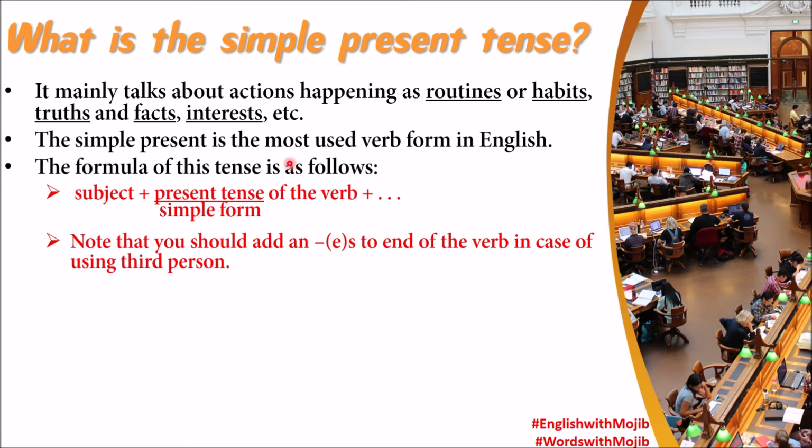Okay, the formula of this tense is as follows. Subject plus present tense or simple form of the verb plus the rest of the sentence. What is the present tense? What is the simple form? We're going to learn in the next slide. Note that you should add an s or es to the end of the verb in case of using third person. So if we are using he, she, it, names like Sam, Anne, Susan, and singular nouns like this pencil, that school, and something like these, we should add s or es to the end of the verb.